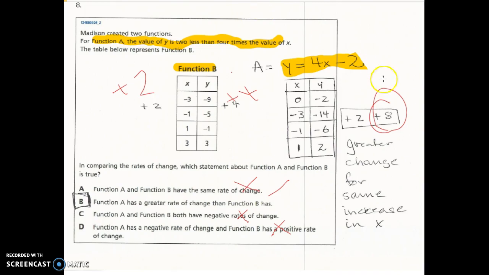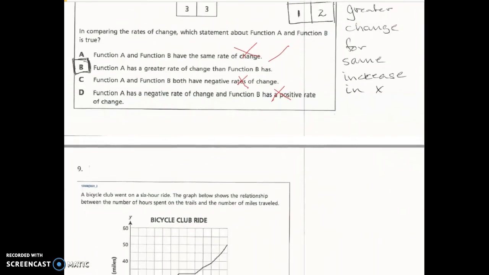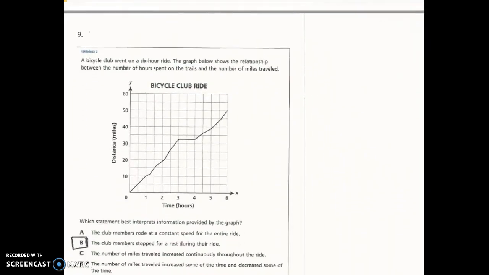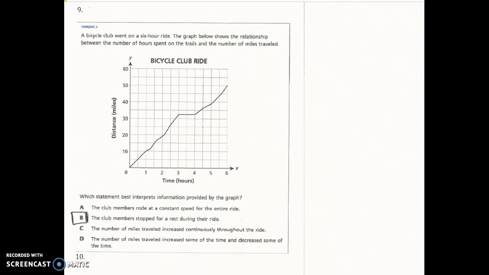Okay, we're getting now down to the end. That was the first one that you really didn't see. This is a bicycle ride. We spent a lot of time on these graphs, so I'm hoping this wasn't too hard for you. So let's go back to my highlighter, and it says which statement is true. So they went on a 6-hour ride. They start at 0, they end at 6.